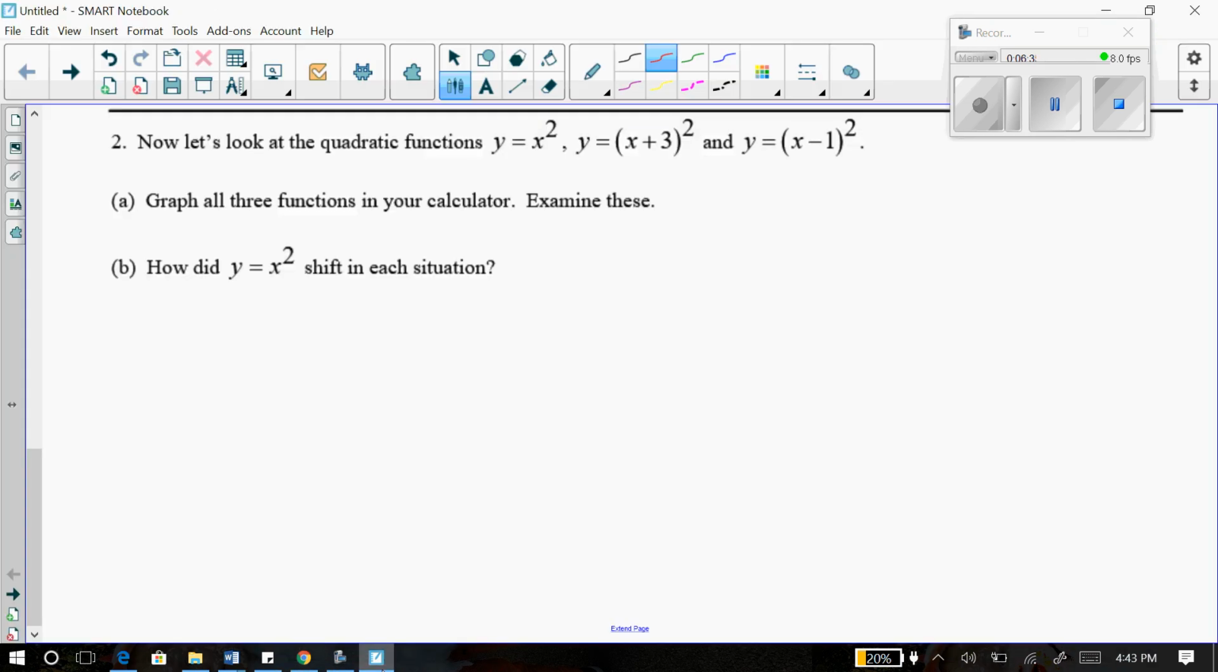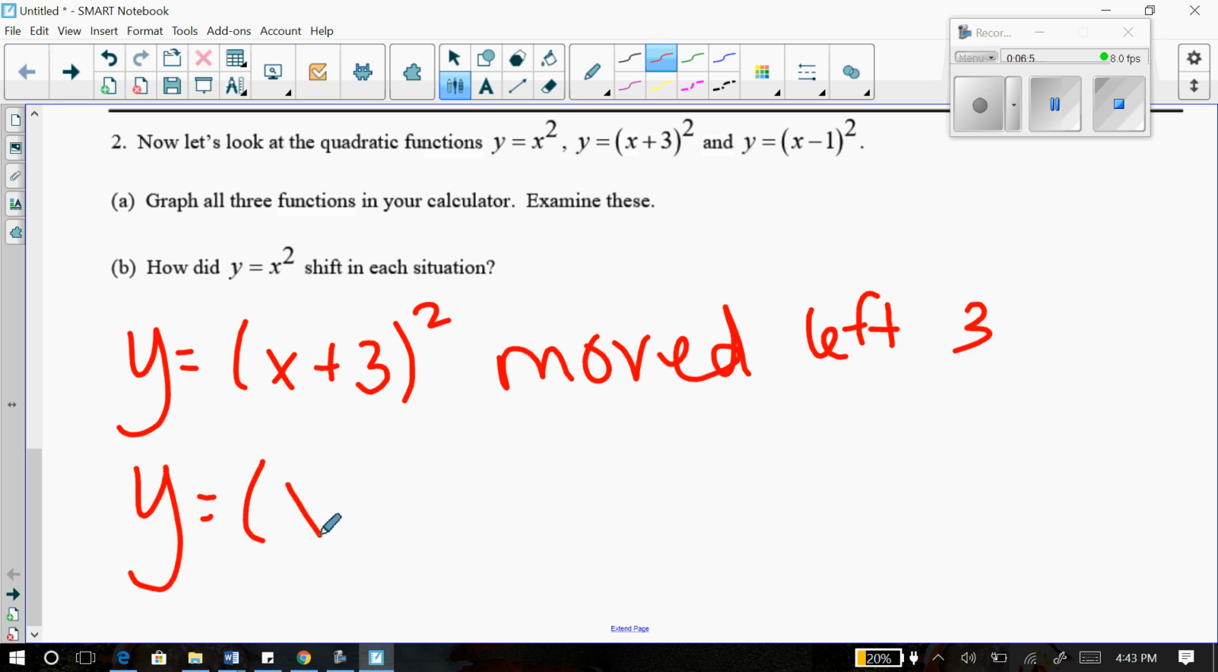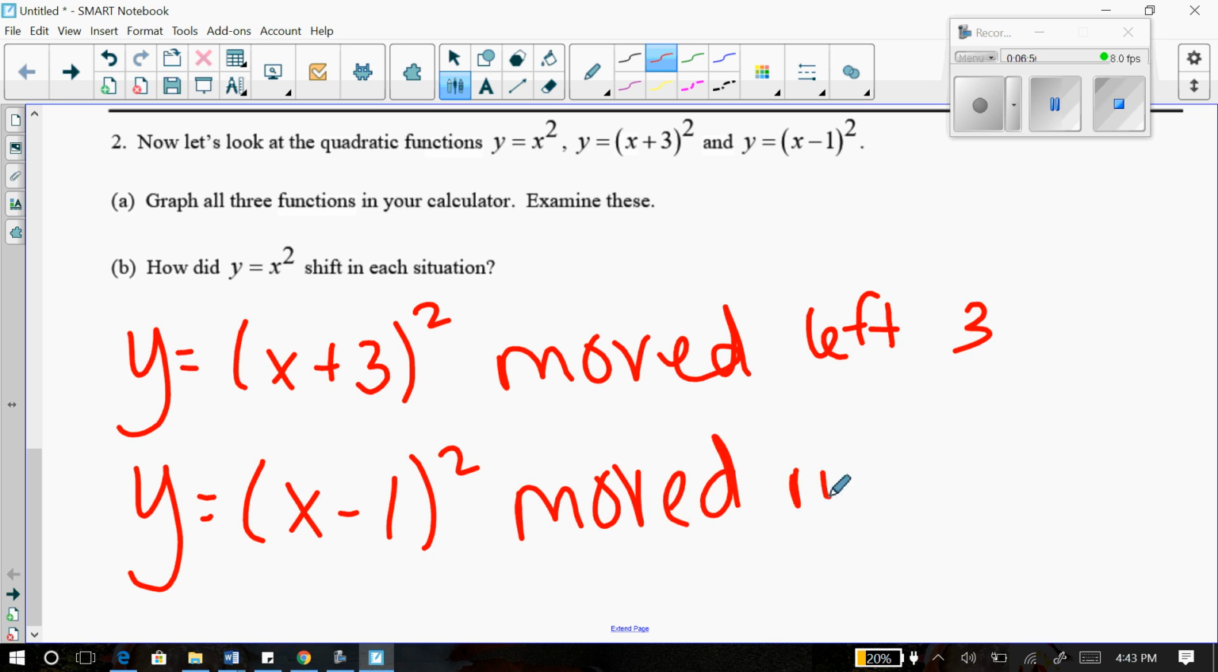So how did they shift? Y equals x plus 3 squared moved left 3. Y equals x minus 1 squared moved right 1. Okay? We will look at ones, I think probably on the next page, where we'll see if they get wider. They might flip, they might move up and down. So we'll see.